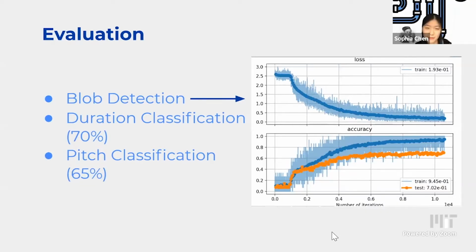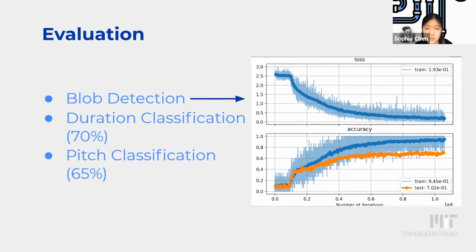Okay, moving on to the evaluation. After adjusting the parameters of our blob detection, we were able to consistently pick out all the notes except for the occasional half note, which is particularly difficult, shaped as a thin donut.